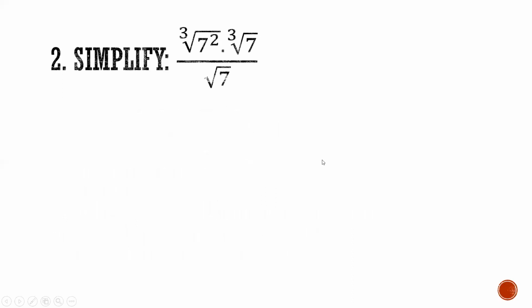We are going to exercise 4.1. We will start from number 2, and this is a math of simplification. Number 2 is: simplify cubic root of 7 square into cubic root of 7 divided by square root of 7. So here, the solution.